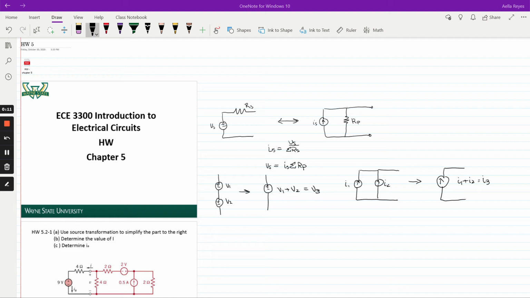I'm a third-year junior at Wayne State, and my major is mechanical engineering. And today we're going to go over ECE3300, the intro to electrical circuits, and it's one of the first courses you have to take as an ME major. We're going over chapter 5 today, and the beginning of chapter 5, if you can't already tell, is source transformations.